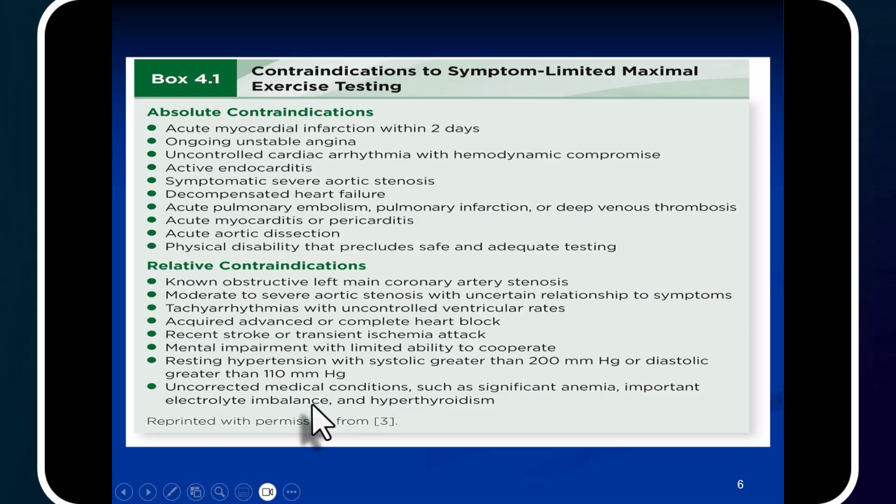So electrolyte imbalance, potentially anemia, you might come across. And then regarding blood pressure, 200 over 110. I know that sounds really high, but someone with severe hypertension, that's also a relative contraindication. So of all these, that could be potentially one that you come across. It's more likely that you will come across.